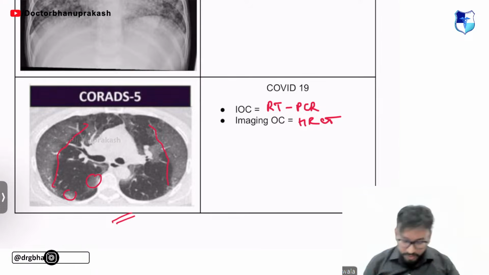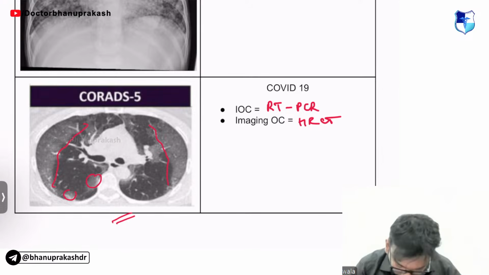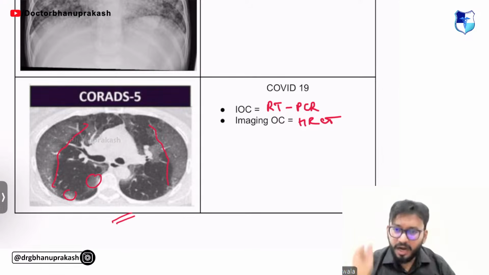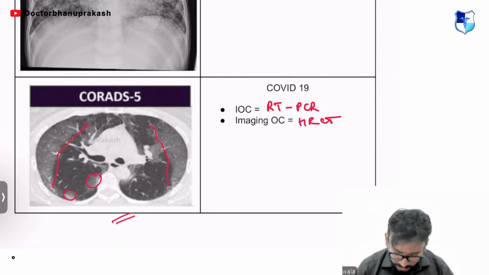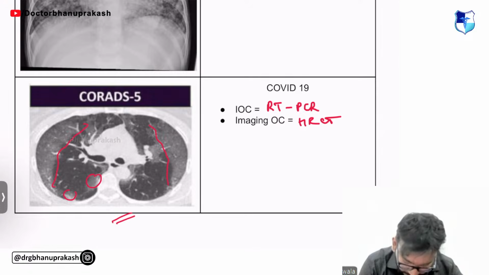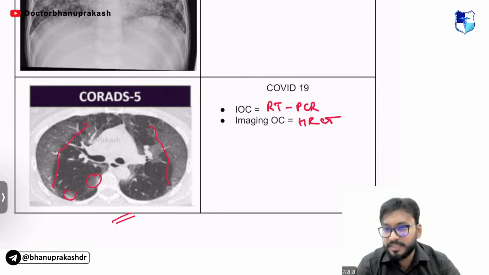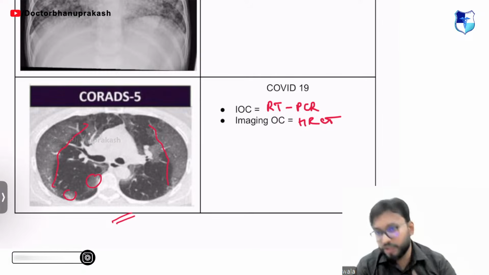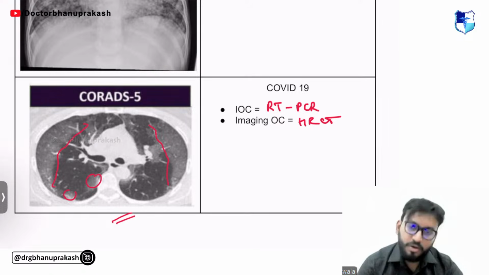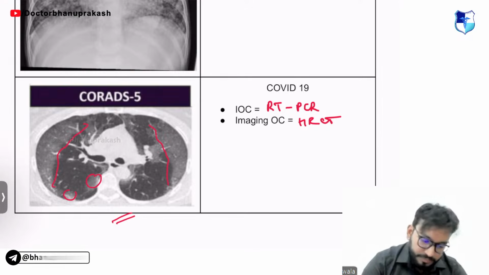What do you think CORADS 6 is? Come on, guys. Which investigation is 100% confirmatory for COVID? The answer is right there on your screen. CORADS 6 has to be RT-PCR. RT-PCR is the confirmatory investigation and the investigation of choice, and it is CORADS 6 in COVID-19. Okay, guys, that's all you need to know for now.